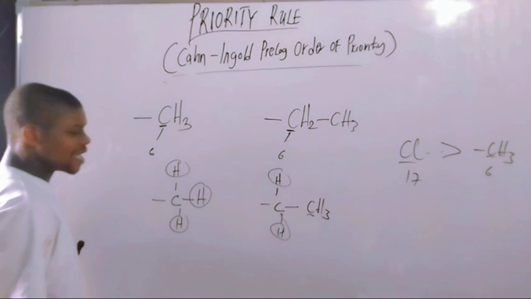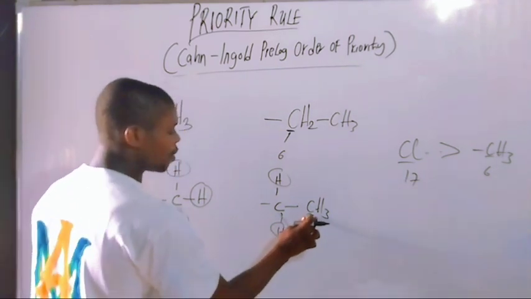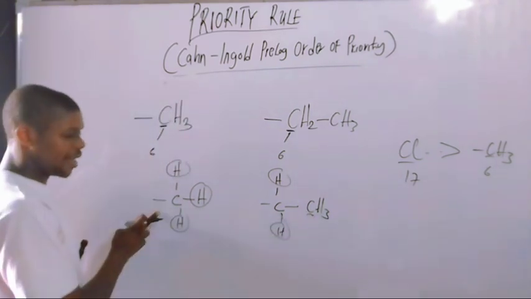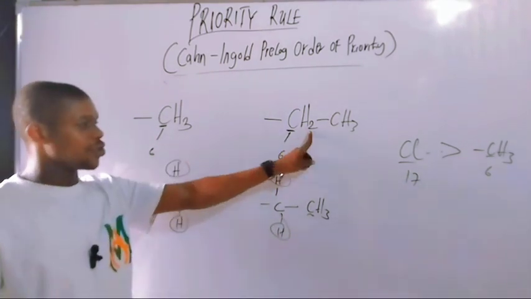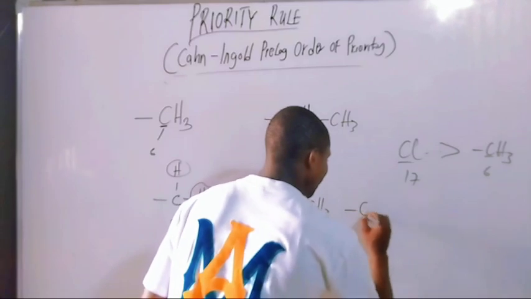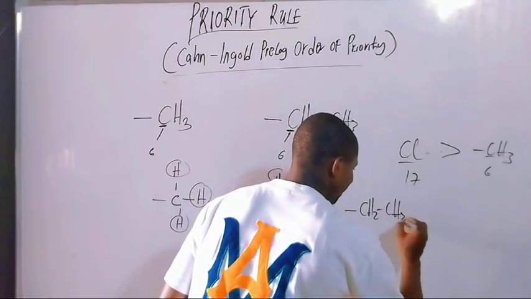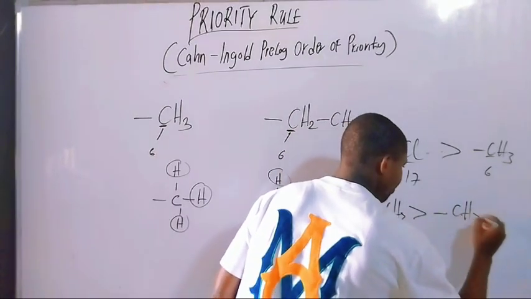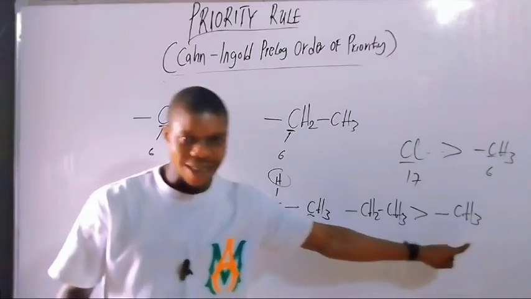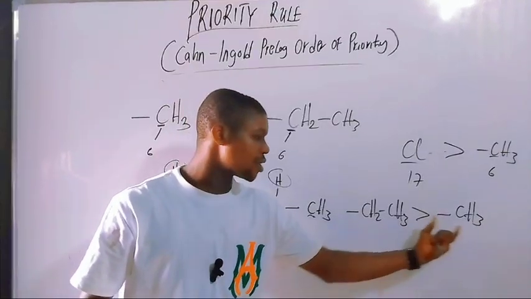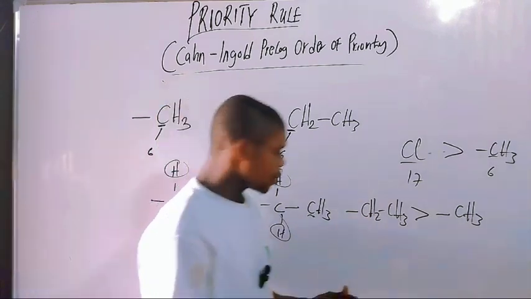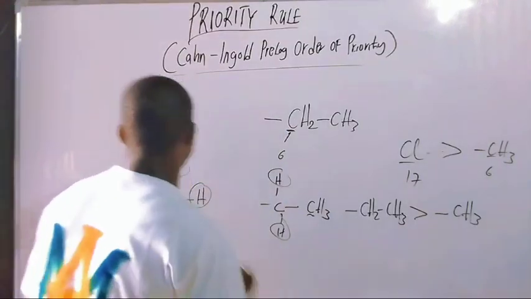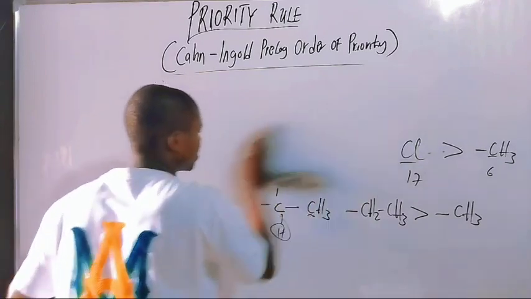Can you see that? Because this one has a carbon, it will take priority. So when I say CH3 and CH2, CH2 takes priority over CH3. Can you see how easy it is? You look at the group that is directly attached to it. If, for example, I have something like this.